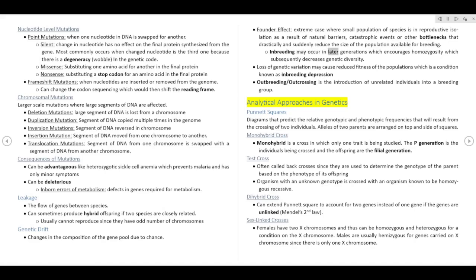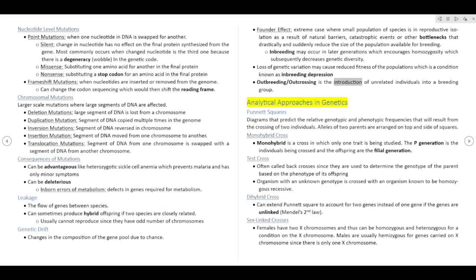Inbreeding may occur in later generations, which encourages homozygosity, which subsequently decreases genetic diversity. Loss of genetic variation may cause reduced fitness of the population, which is a condition known as inbreeding depression.